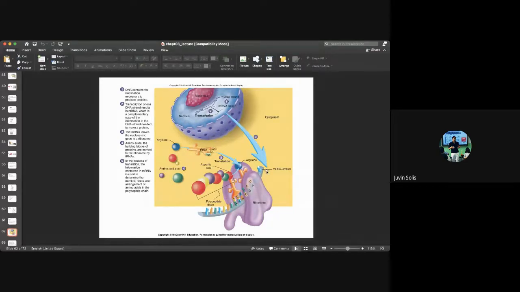And then on the third part, and then here, number 4, our amino acids, the building blocks of protein, are carried to the ribosome. They go to the ribosome, and then in the process of translation, the information contained in your mRNA is used to determine the number, kinds, and arrangement of the amino acid chain.